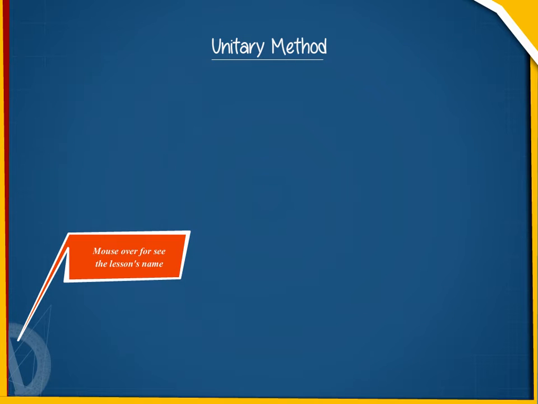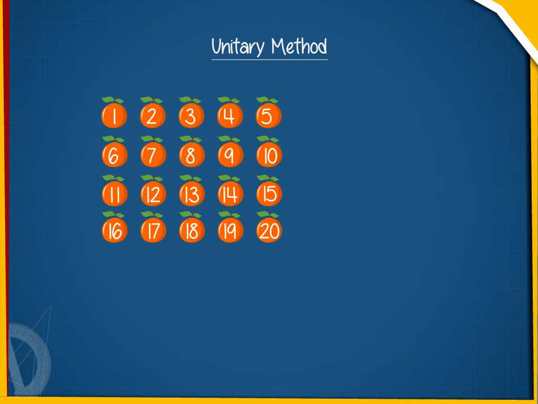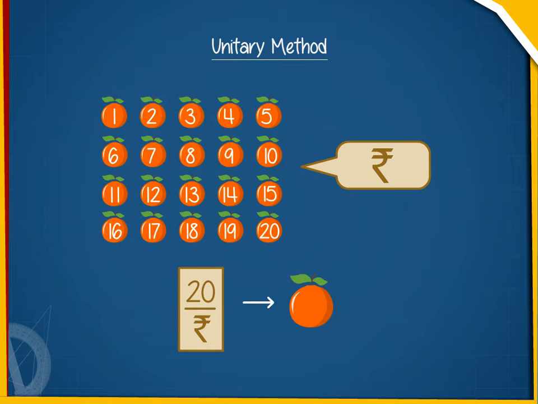Unitary method. Many a times we buy things in large numbers, like buying 20 oranges and paying the total amount for it. To find out the price of one item, say orange, we have to divide the total cost paid by the number of units purchased. After finding it, we can calculate the amounts for many other units also.